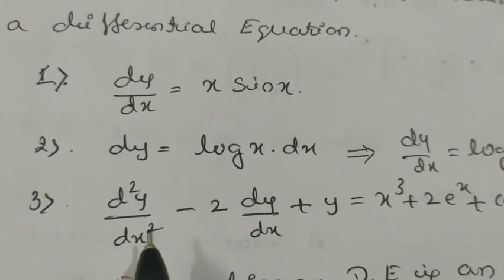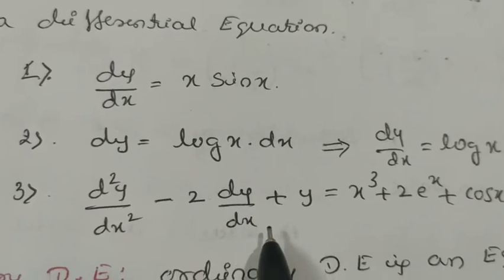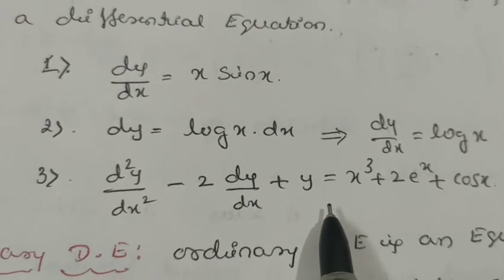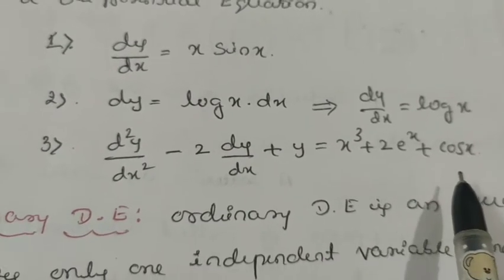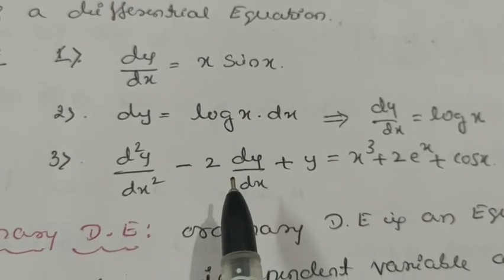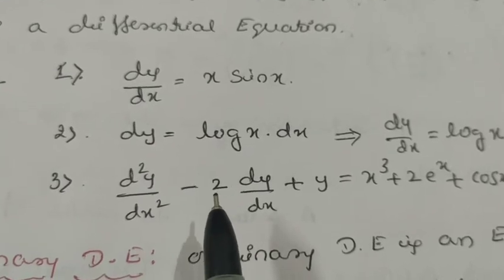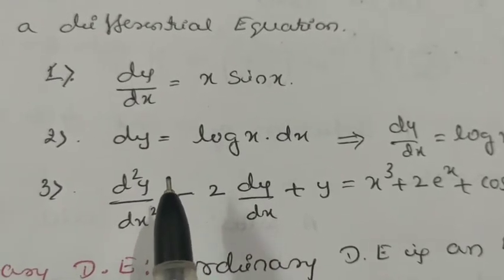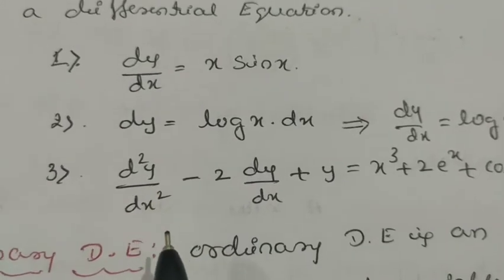And one more example is d2y by dx square minus 2 dy by dx plus y is equal to x cube plus 2e raised to x plus cos x. These three are examples of a differential equation. That is, it should have a differential coefficient. It should contain the term dy by dx, d2y by dx square or d3y by dx cube, anything like that.